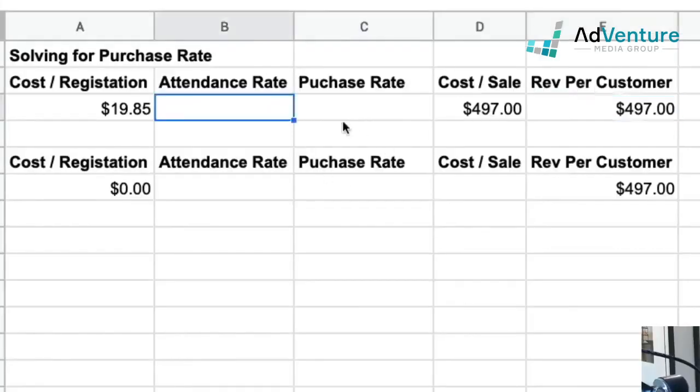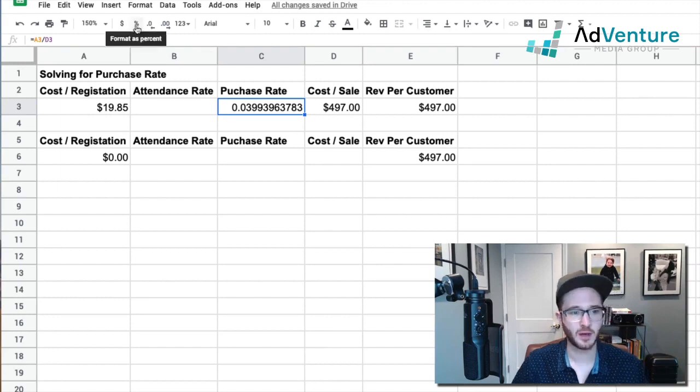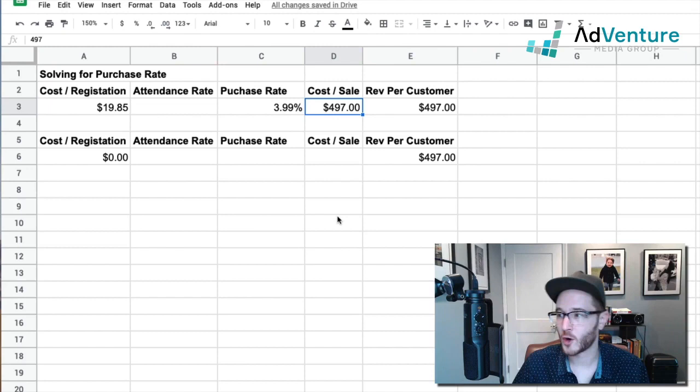So we're going to leave out attendance rate for a second, right? So over here in this column, I do equals. I take my cost per registration, okay, $19.85, and I divide it by my target cost per sale, and I hit enter, and that gives me an output that's not formatted in a percentage form. But if I want to do that, I simply go and click the percentage button up here, and I say, okay, I need a 3.99% purchase rate in order to get sales at $497 a sale.